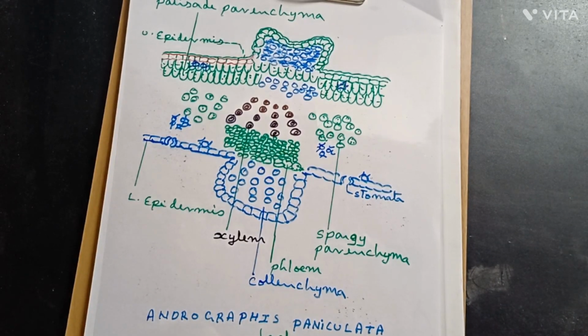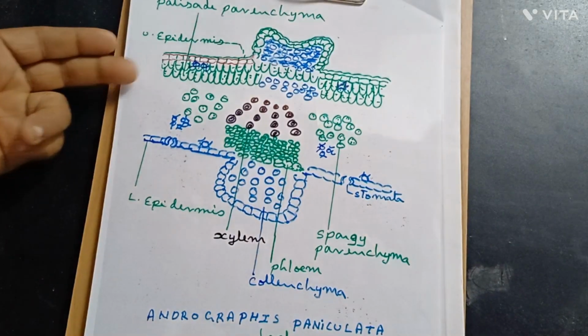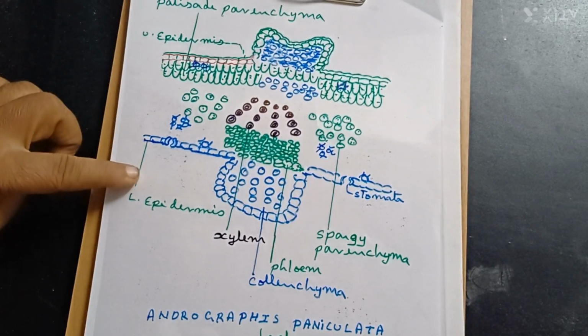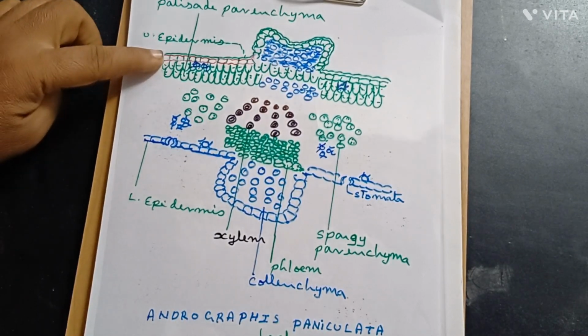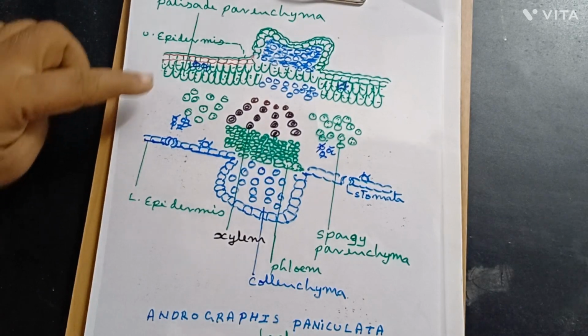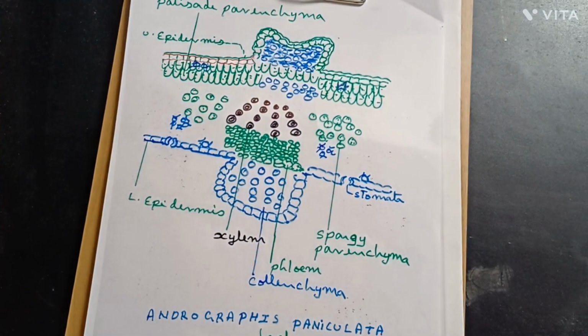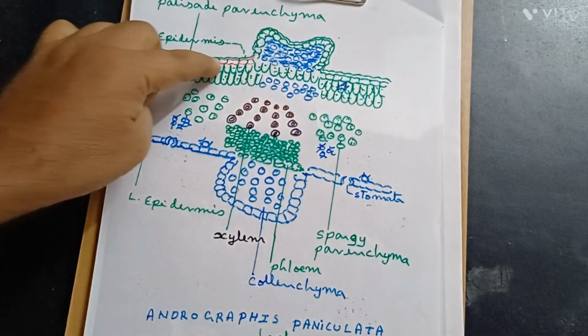Just take a section of the kalamegha leaf and do the section cutting. You can see the presence of the upper epidermis and the lower epidermis. Upper epidermis, you see, lower epidermis. The upper epidermis is single layered. You can see it is very clearly single layered.